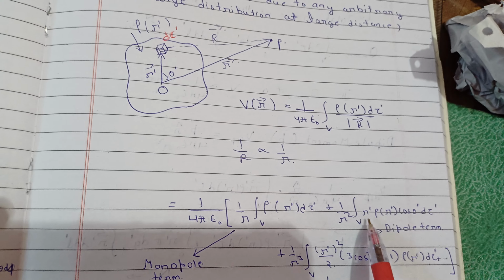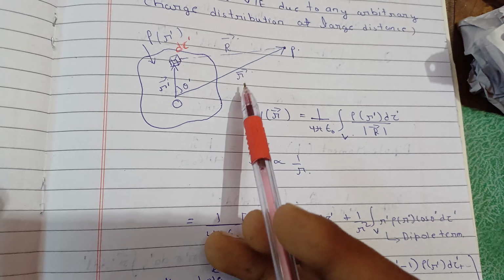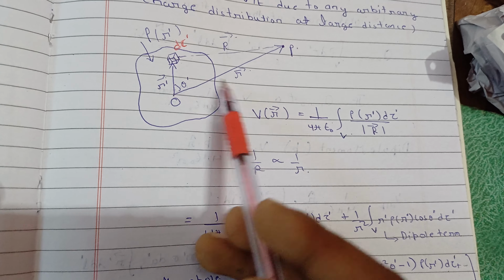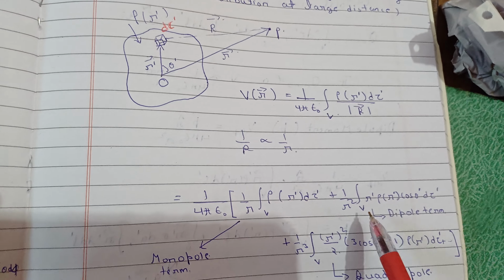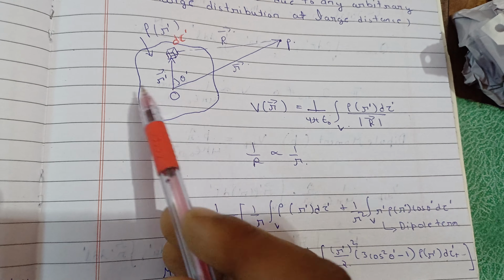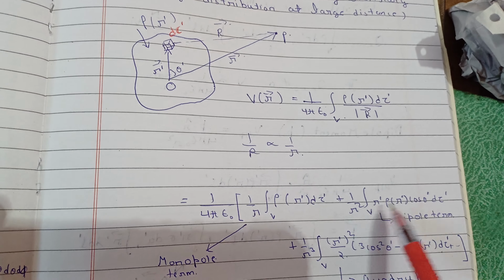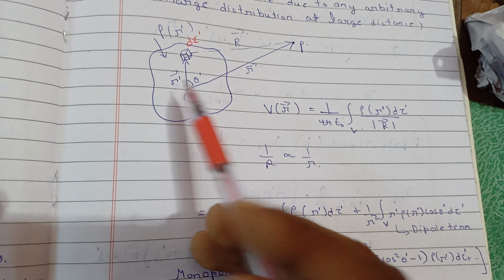Now let's see how we can find the dipole moment using this relation. See how we can write this r dash cos theta dash. r dash cos theta dash can be written as r cap dot r dash, because r cap dot r dash gives you the r cap magnitude, which is 1, times the r dash magnitude and cos theta dash. So we will write this r dash cos theta dash as r cap dot r dash.